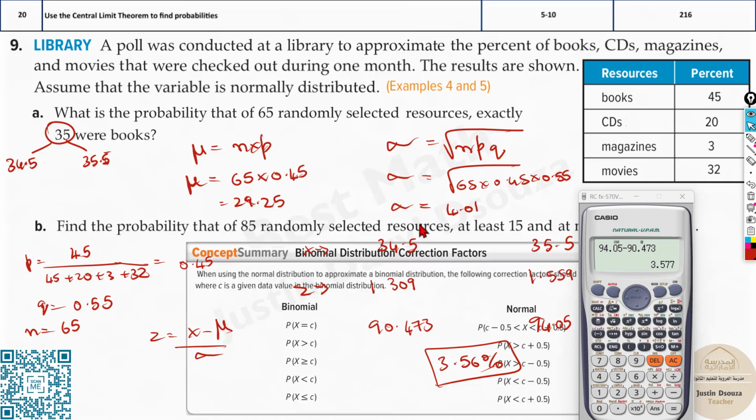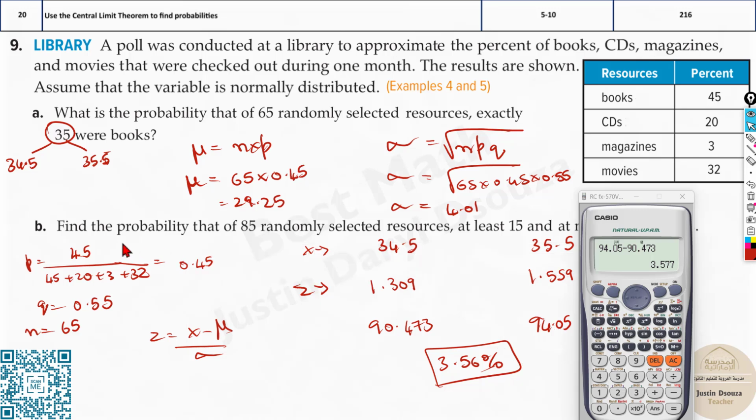You can see over here that they have rounded off to only one digit after the decimal. So 3.56 will become 3.6% for the first case, that is for the books. If 65 resources are randomly selected, exactly 35 being books will be about 3.6%. Obviously, it's very hard for only 35 to be books out of all these. So this is the situation here. Now, what about the second one? Let's do the second problem here.